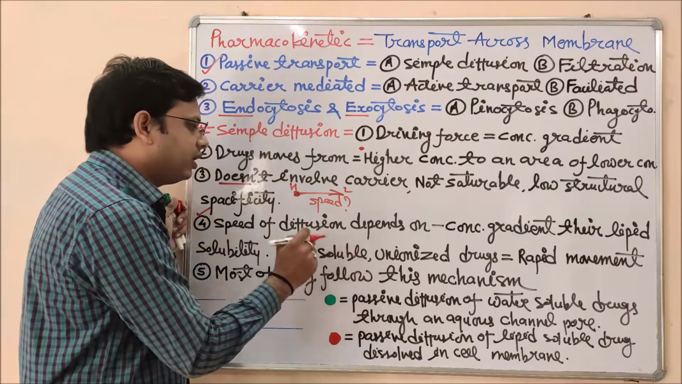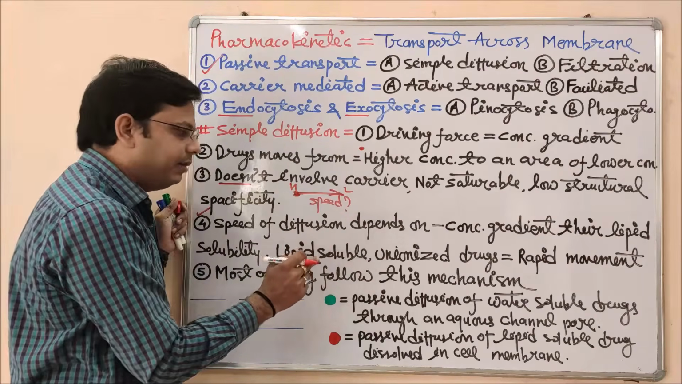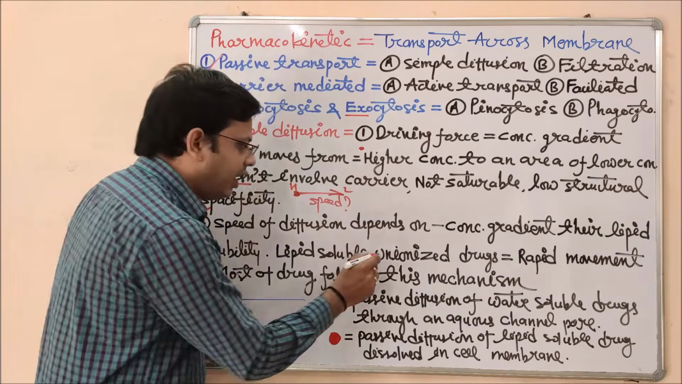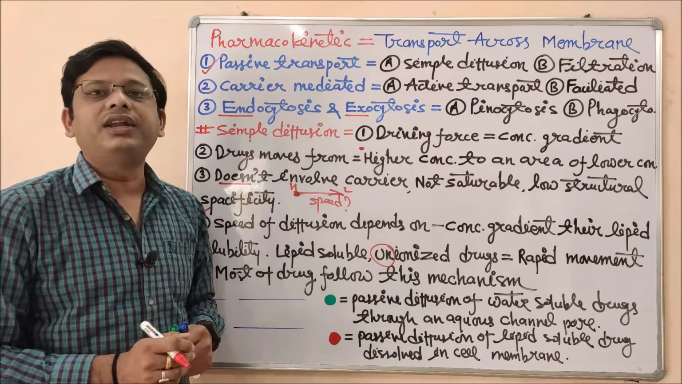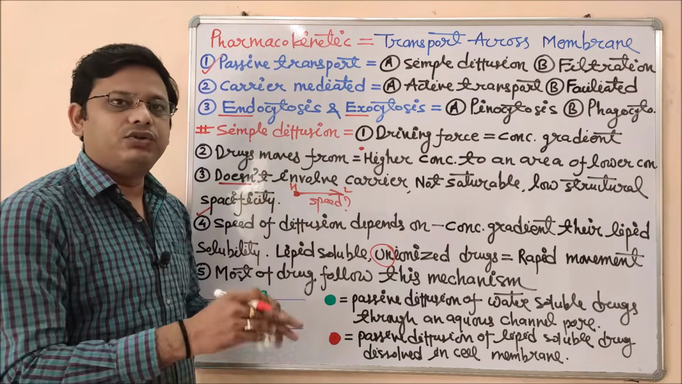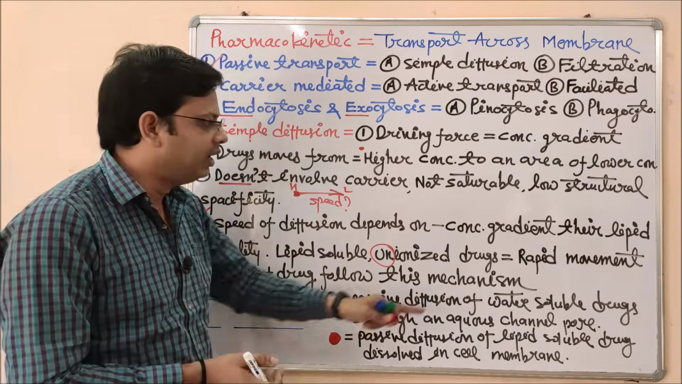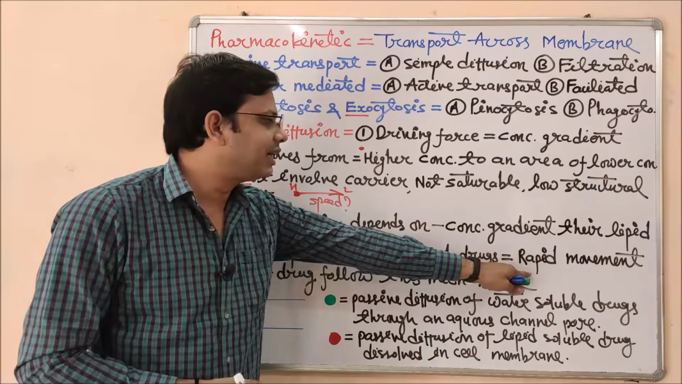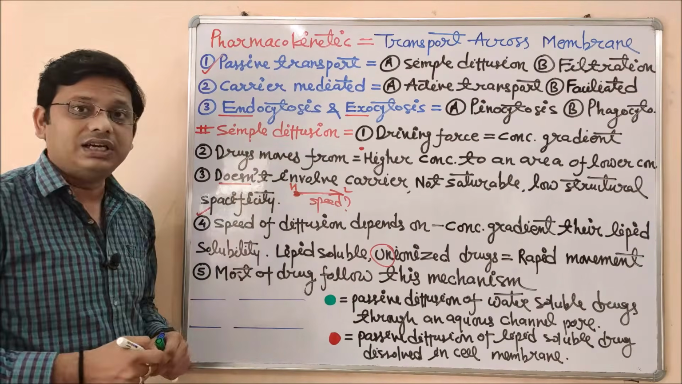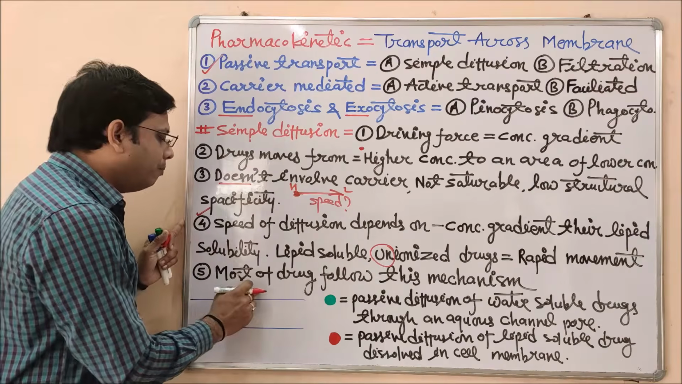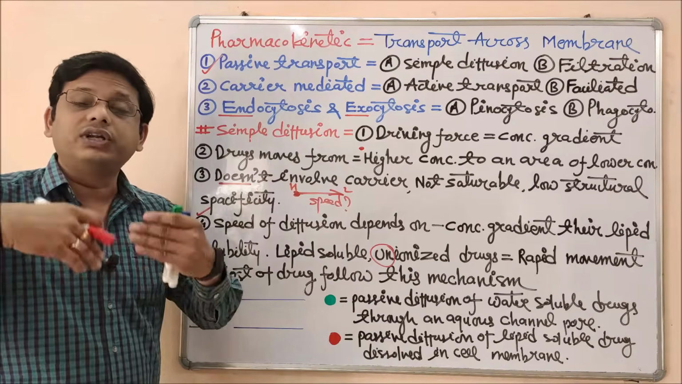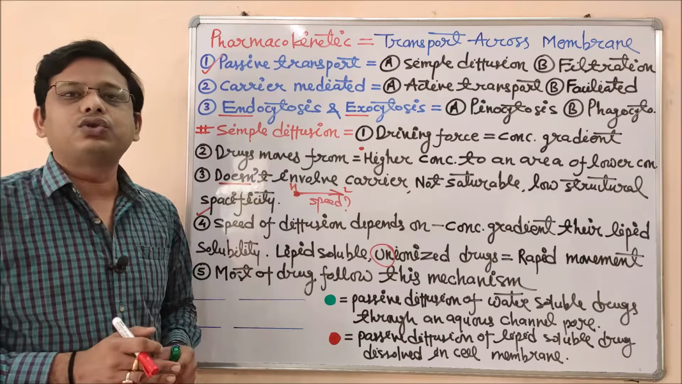Lipid soluble drug and different types of other parameters: lipid solubility, lipid soluble drug, unionized drug. What is the meaning of unionized drug? The drug should not be in ion form. That is called unionized form. This is very important. I will explain this in distribution under the pharmacokinetic profile. So all these points increase the rapid movement of drug across the cell membrane by the simple diffusion process. Most drugs follow this kind of phenomenon. Many of the drugs which we have taken or are going to take in future will follow the same process of movement.